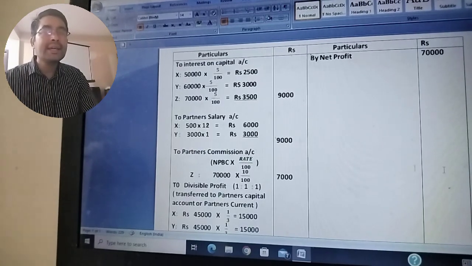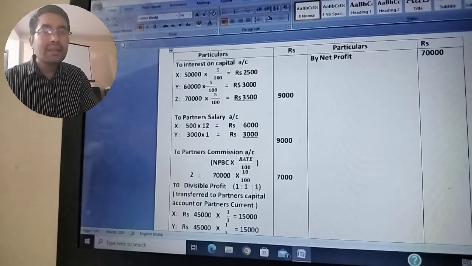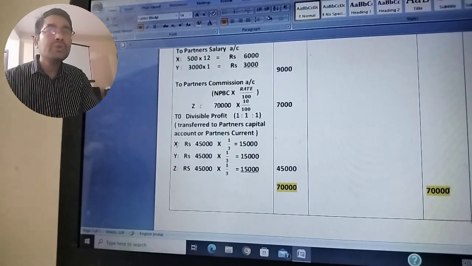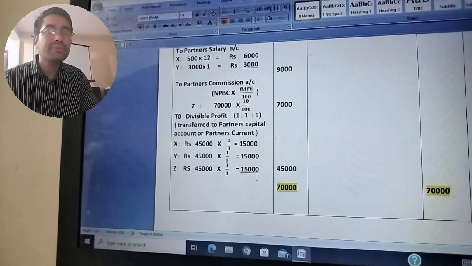So add the credit side and deduct all these three items, and you'll get the divisible profit as 45,000. As shown in the figure, it is 45,000. Okay, so you have to divide it amongst three partners equally, 1:1:1. So each partner will be entitled to 15,000, 15,000, 15,000.